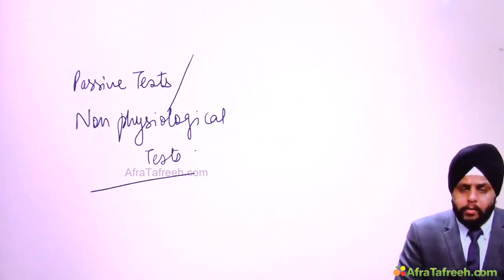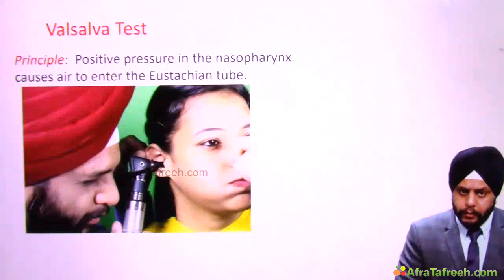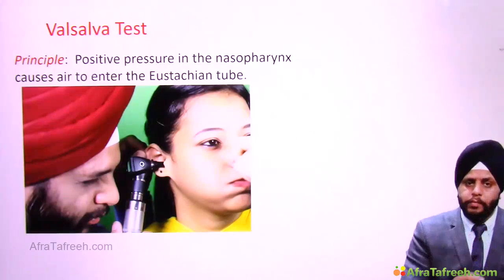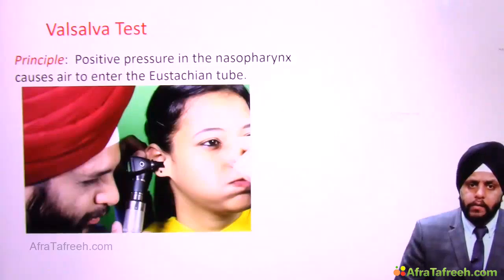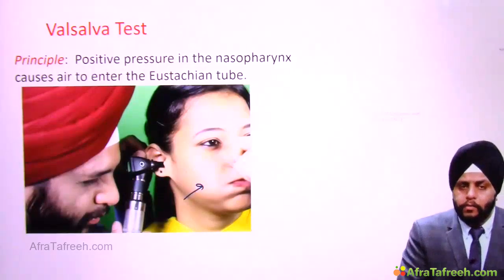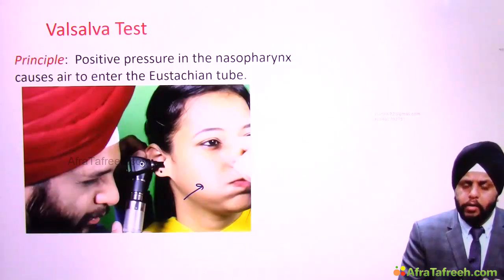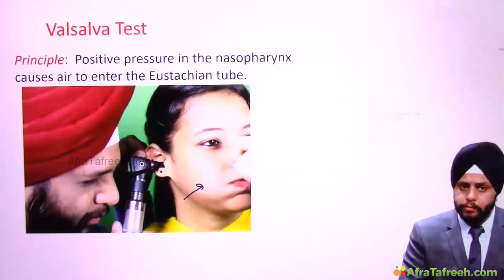The first passive or non-physiological test is your Valsalva maneuver, Valsalva test. As you can see in this photograph, what is done? You ask the patient to close the nose and blow the cheeks. As you can see over here, this patient is blowing the cheeks. So what happens as a result? As a result of this, a positive pressure is generated in the oral cavity, oropharynx, nasopharynx. Now the nasopharynx positive pressure forcefully opens the eustachian tube.